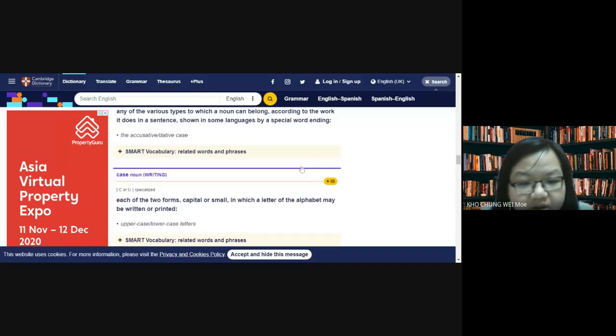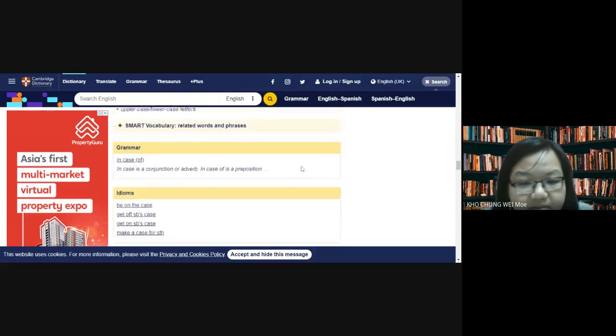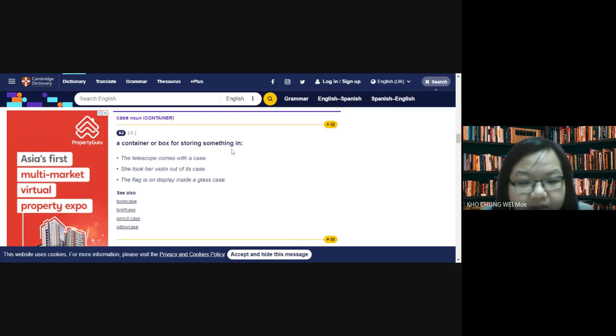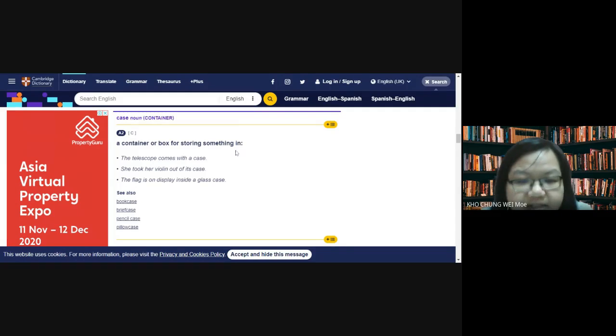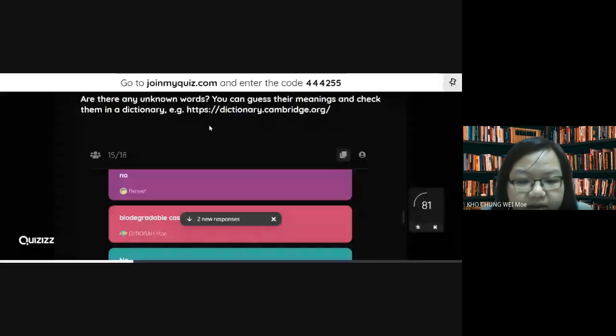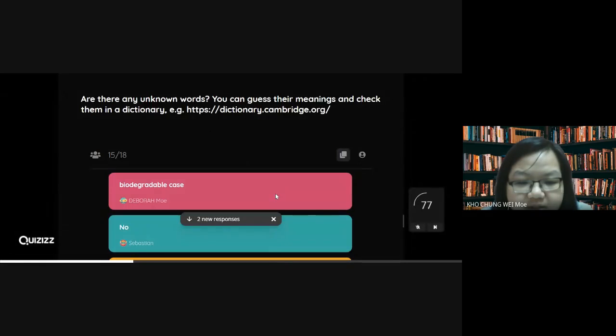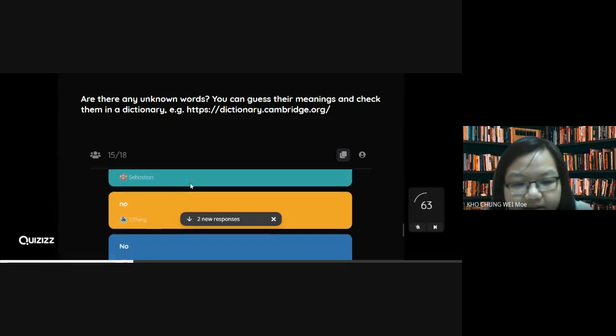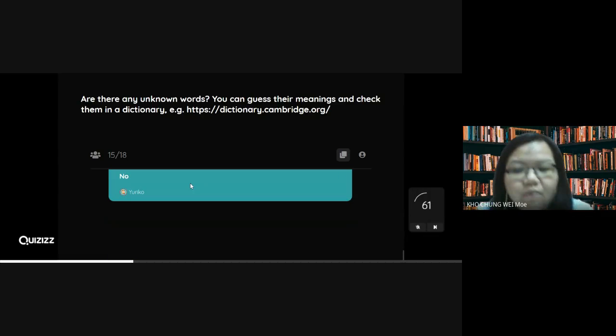All right, so if you look through all the meaning, the most suitable meaning would be a container or box for storing something in. So in this case, it is your phone case. All right, your phone case, and that is the most appropriate definition. So what is a biodegradable case? Overall, it means that it is the phone casing that can decay naturally and without imposing any harm to the environment. Okay? All right, there's no other words.